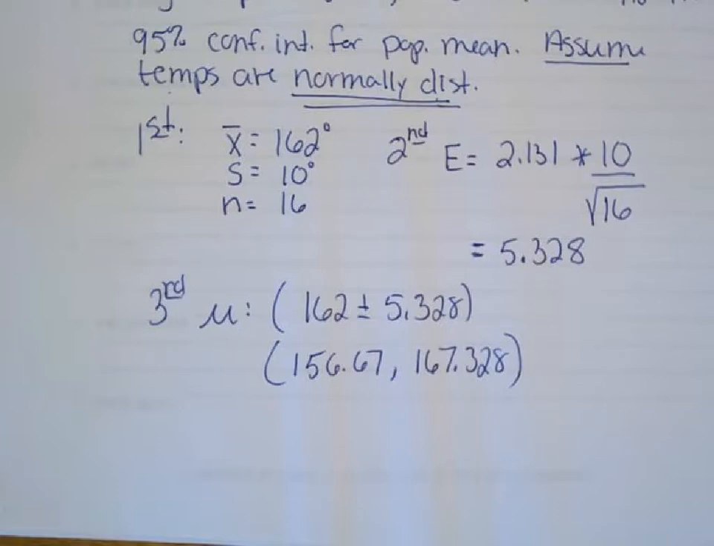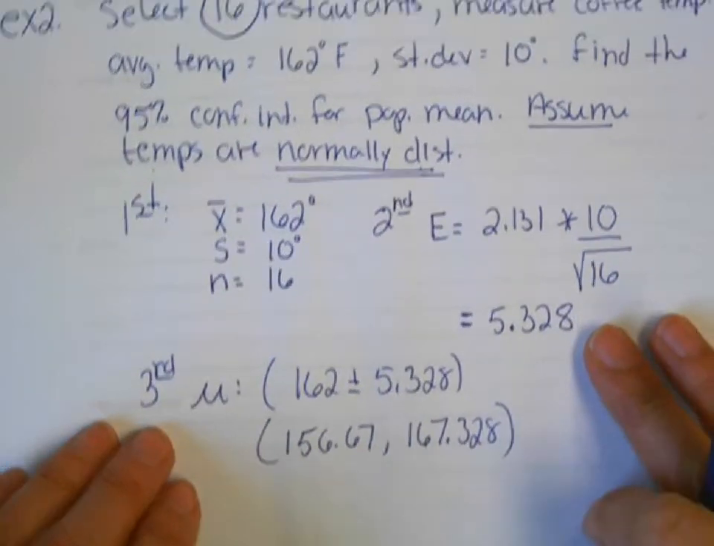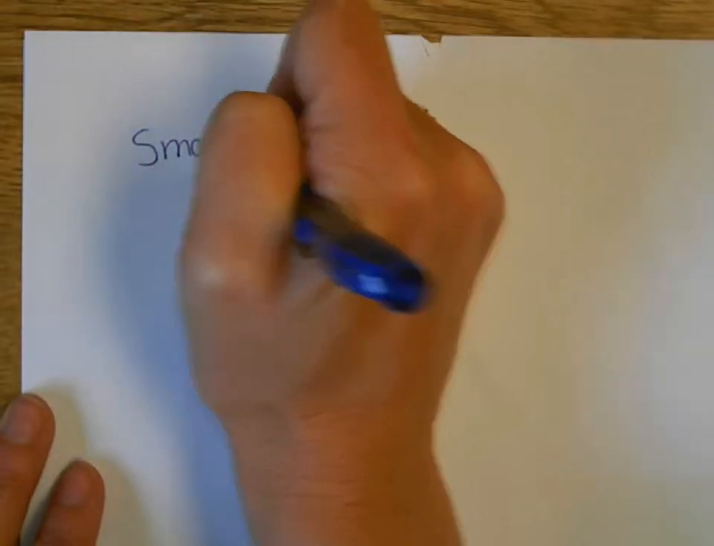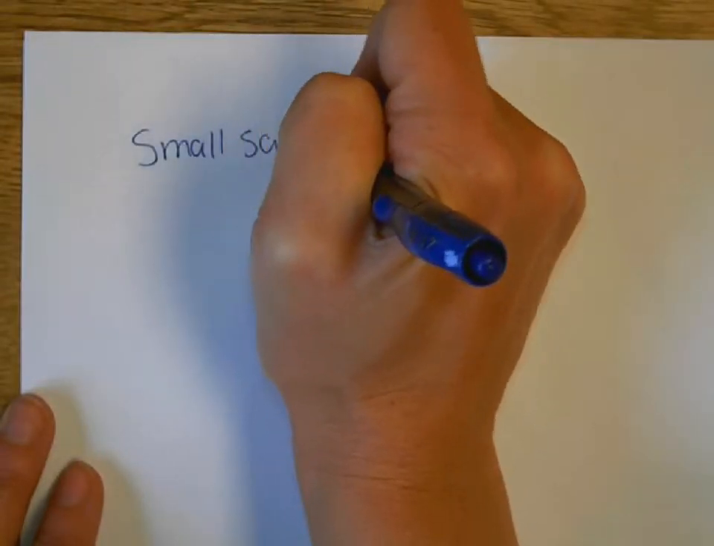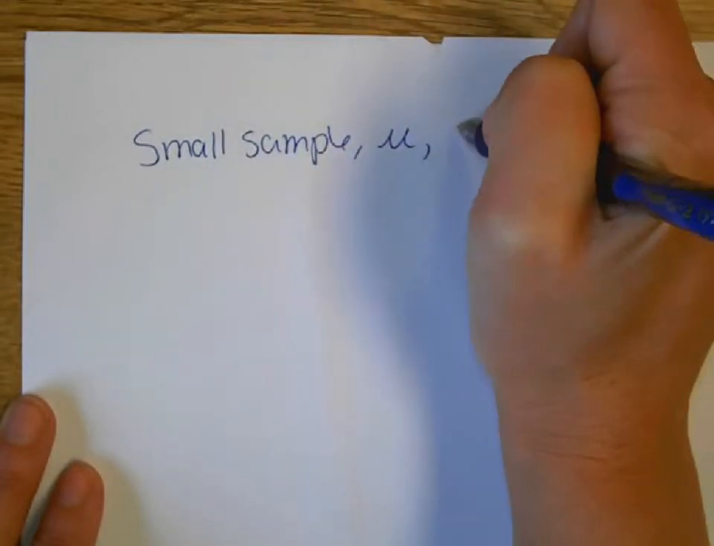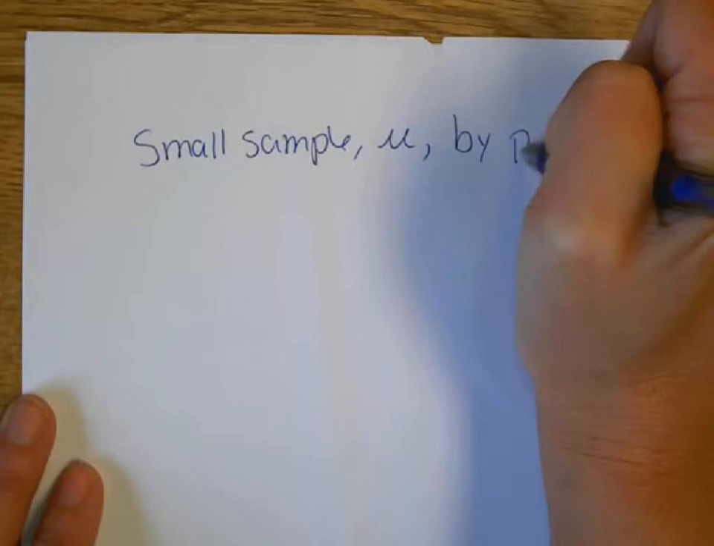Okay, now we've got the program. What's the next thing you want? Wait, what's the answer to the last one? 167.328. So, small sample, mean by program.